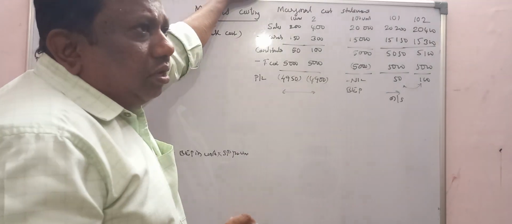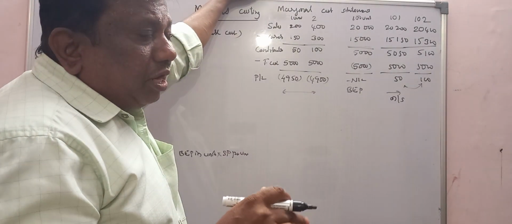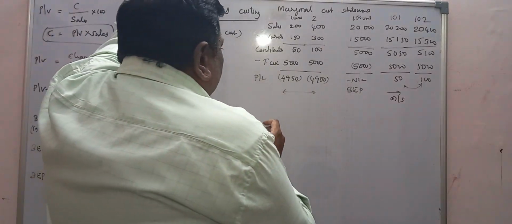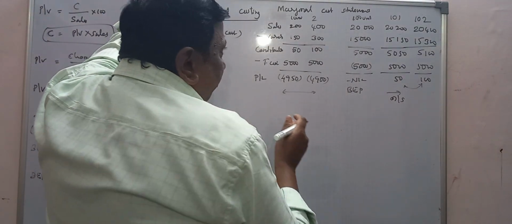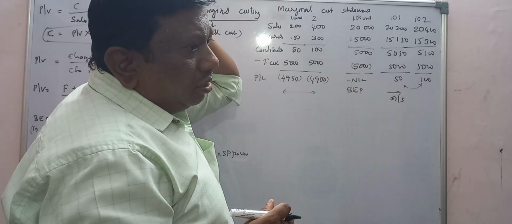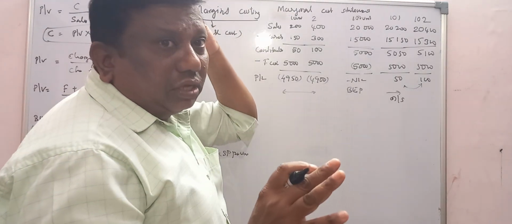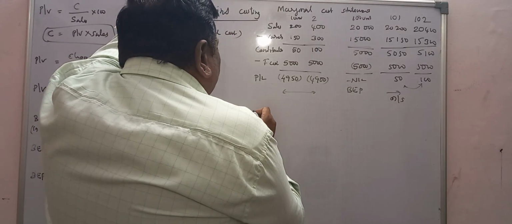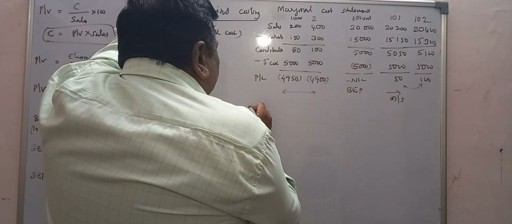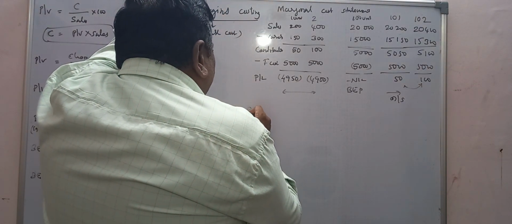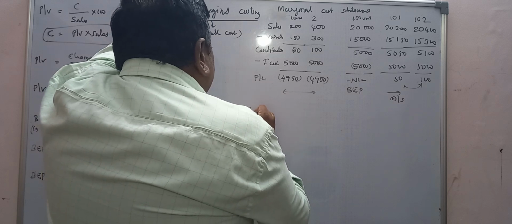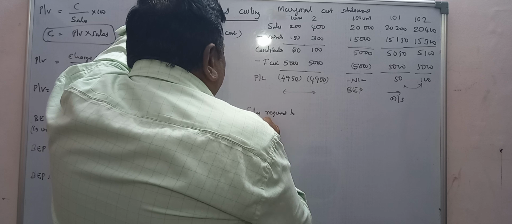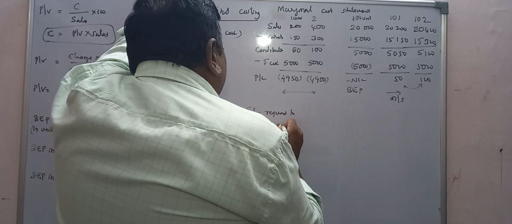We should know when we are to get profit, how many units we want to sell. That is called desired profit, right? If I want to earn 200 profit, how much should I sell? That is called desired profit. Sales required to earn a profit, I am writing one more formula.